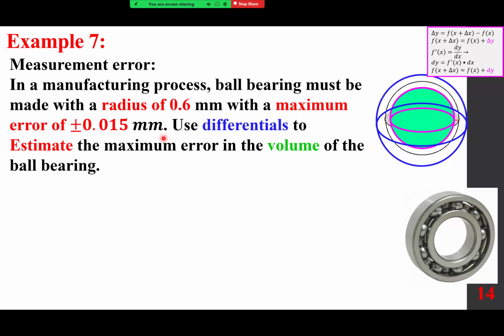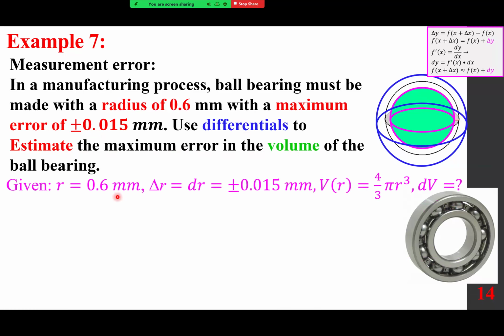What are we looking for? Estimate the maximum error in what? In the volume, dV. Therefore, given r equals 0.6 millimeters, delta r or dr is given as plus or minus 0.015 millimeters. And we should know this formula from geometry: the volume has the formula 4/3 pi r cubed. Find dV. Which means we have to find dV/dr first, and then we multiply it by dr. So that means differentiate first.